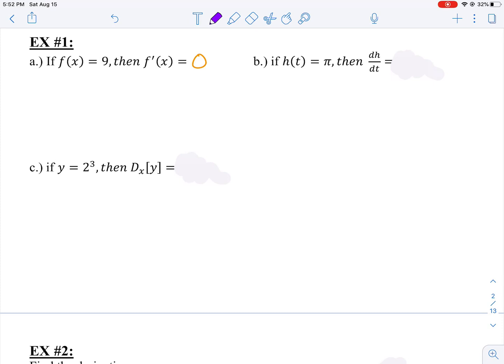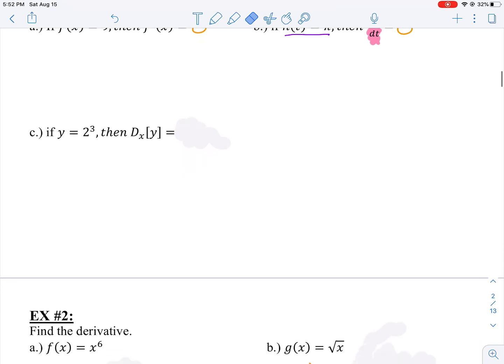All right, look at b. b says, if h of t is pi, then the derivative of h with respect to t is, well, I know pi looks like a variable, but it's not. Isn't pi just a number, 3.14 something? So what's the derivative of any number, even if it is a decimal that keeps going? Well, the derivative of any number, any constant, is 0. So be careful. Don't let them trick you by using a pi symbol instead of an actual number that you're used to.